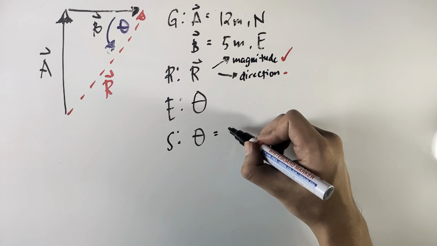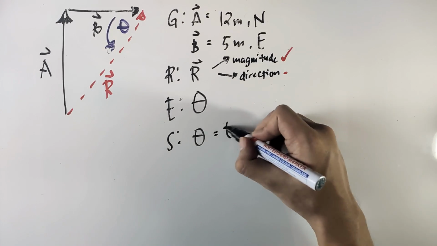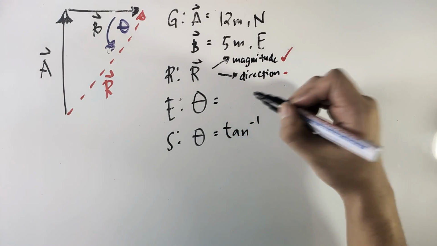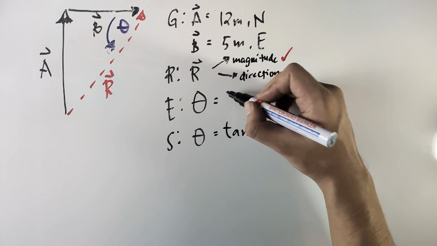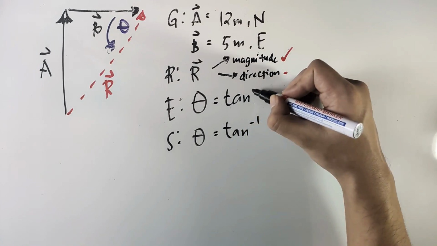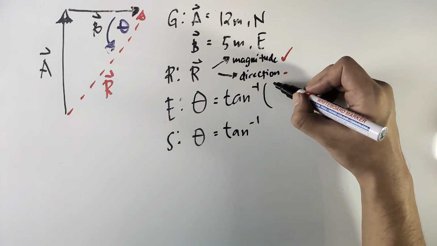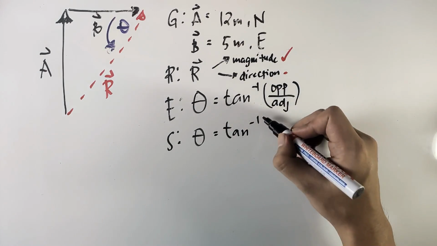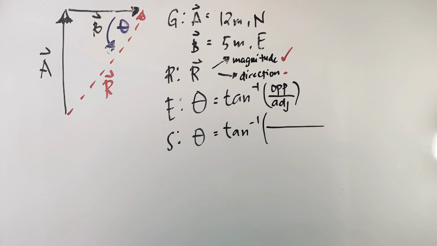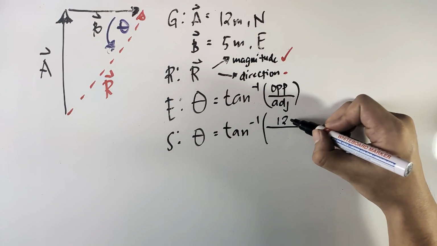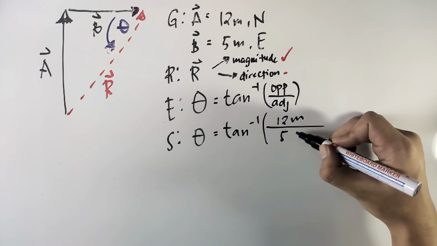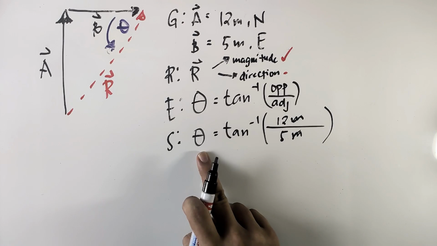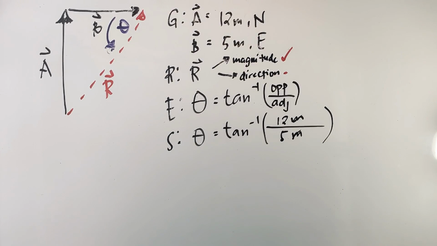So angle is equal to tangent inverse. Okay, so just write it here, tangent inverse of opposite over adjacent, right? So here, what's the opposite side? We have 12 meters divided by 5 meters. Cancel the meter because you know that the unit of this is degrees, right? So just try to calculate that.